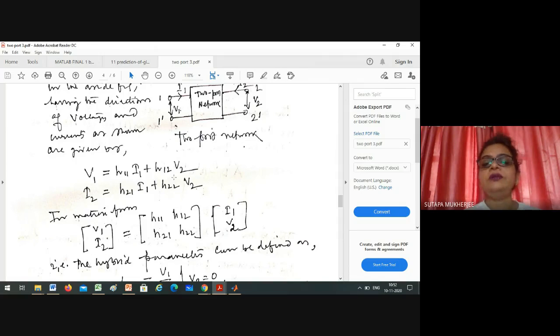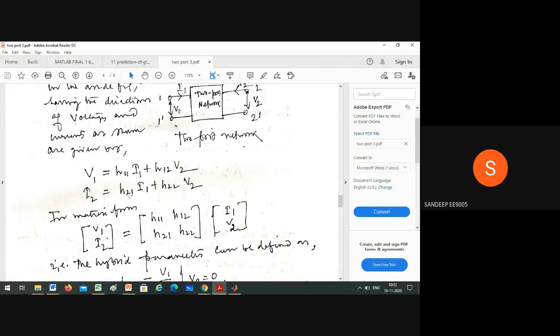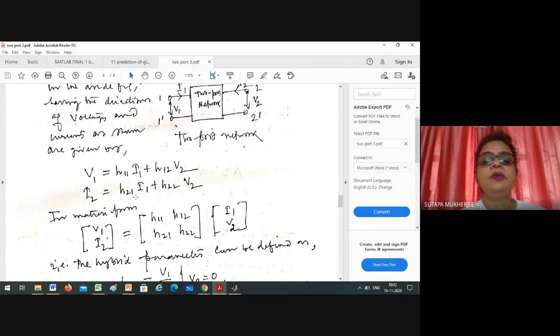If V2 is 0, that is the receiving end is shorted, port 2 is shorted, then what other parameter will you get? When V2 is 0, you get two parameters. Yusuf, tell me what other parameter you get. Let him speak. Yusuf, are you there? Yes, ma'am. If V2 equals 0, what will be the result? H11 will be equal to V1 by I1, right? Again, if V2 equals 0, what parameter will you get?